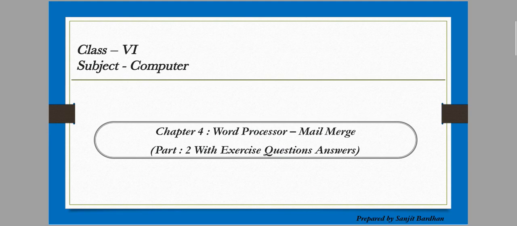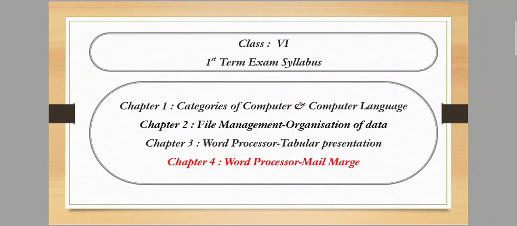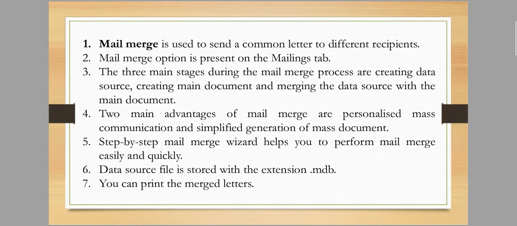Today I am going to continue chapter number 4, Word Processor Mail Merge. I am going to discuss the exercise question answers from this chapter. Okay, so let's start. Here you can see the syllabus of the first term examination. I have already completed the first 3 chapters with exercise question answers. Today I am going to discuss chapter number 4, Word Processor Mail Merge exercise question answers. So let's move on to the exercise question answers.